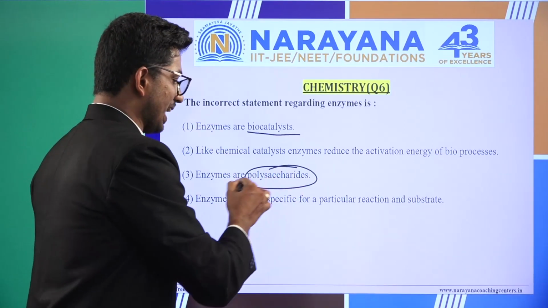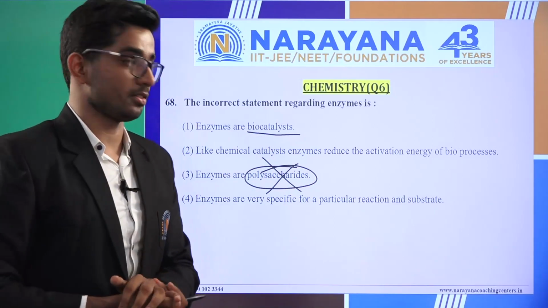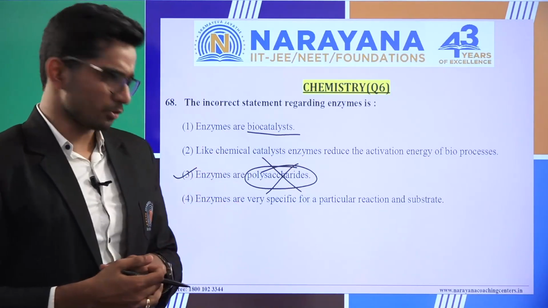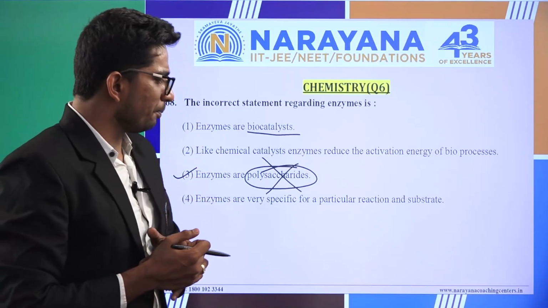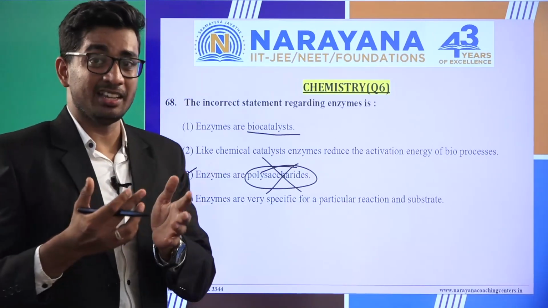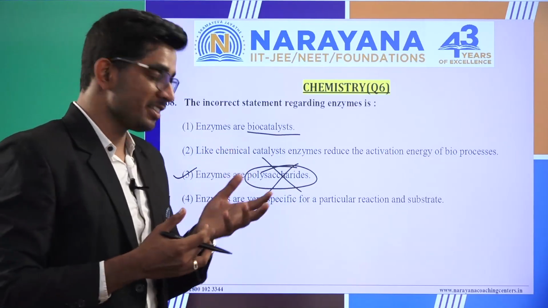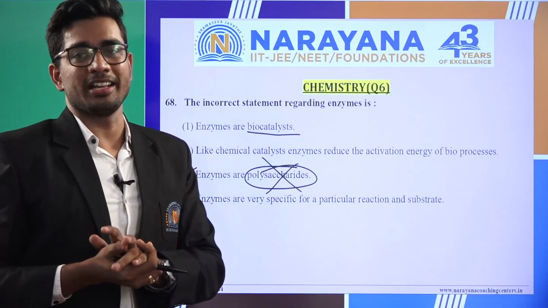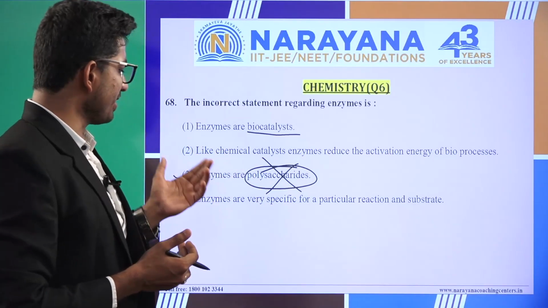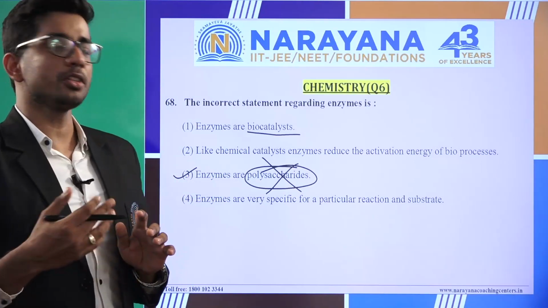Next, enzymes are polysaccharides. So here is the catch. They are not polysaccharides. They are actually proteins. So this is definitely the incorrect one. Let's read out the last one. Enzymes are very specific for a particular reaction and substrate. Yeah, they are very specific. Like in inversion of cane sugar, we have invertase. Similarly, we have other enzymes like oxidoreductase. So basically, here you can see option 3 is going to be the incorrect one, 4 is correct. So let's move on to the next one.